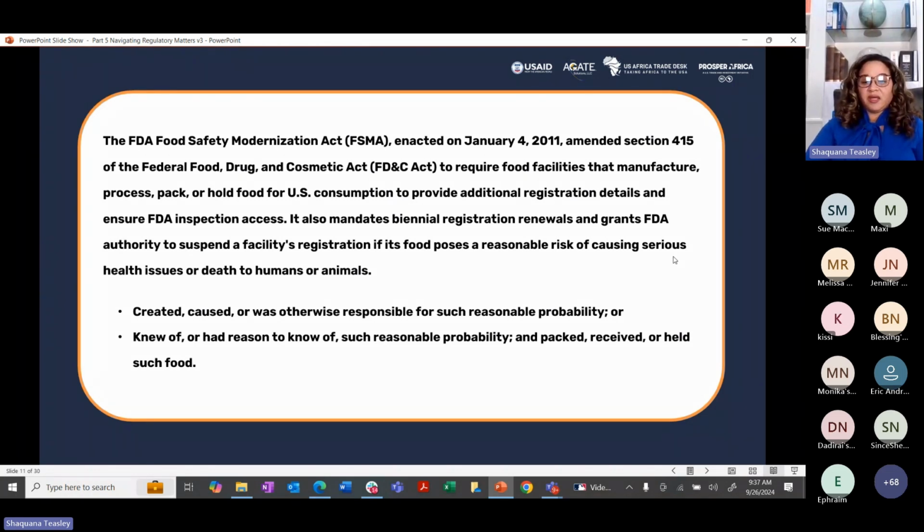So you need to understand that as well if you have any registrations that you have to renew. So we are always thinking about safety when we're talking about FDA. We want to make sure that the goods that are coming into the US market do not pose a risk of causing serious health issues or death to humans or animals. So it was created for those reasons.